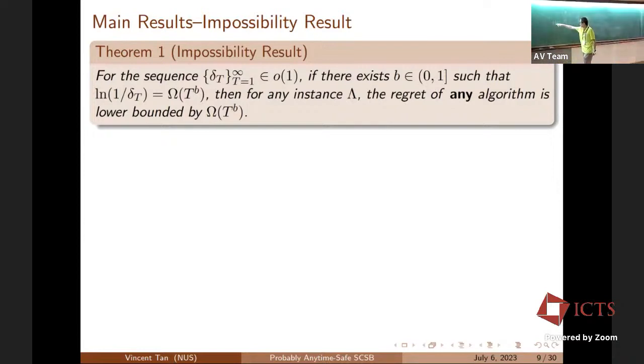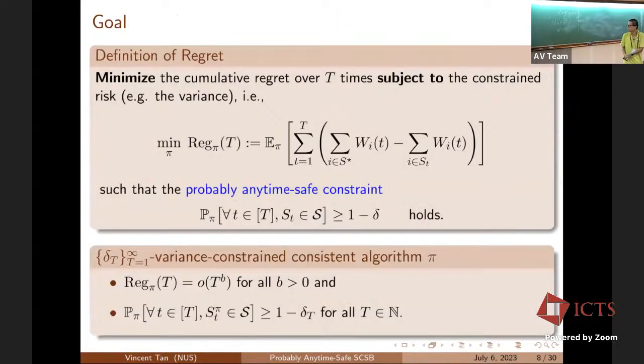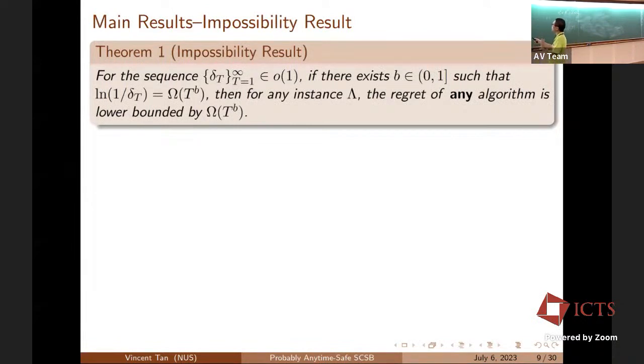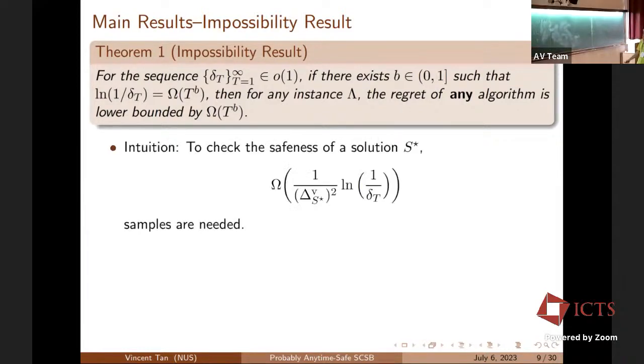So the exponent is linear, which means that delta_T is roughly exponentially decaying with time. So what this means is that in your constraint, you want this probability to go to 1 exponentially fast. You are very greedy. What this impossibility result says is that the regret of any algorithm is going to be omega of T to the 1, linear. So if you are too demanding, if you want to converge to 1 too quickly, then there is no hope to get any sublinear algorithm. The intuition is just some simple checking. To check the safeness of a particular solution, you need this number of samples. And if you replace this log 1 over delta_T by this linear term here, you see that you will incur a regret that is linear.